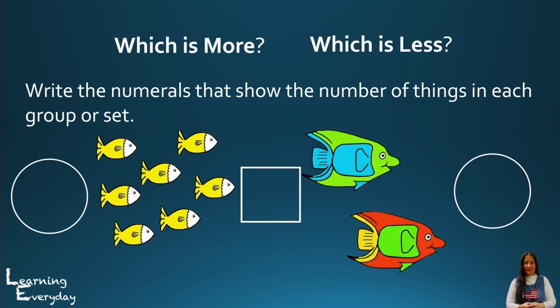Which is more, which is less? Write the numerals that show the number of things in each group or set. How many fish on the left? 7. How many fish on the right? 2. 7 is greater than 2.